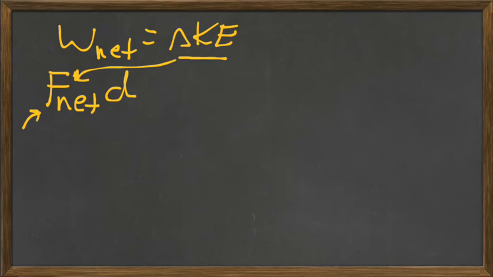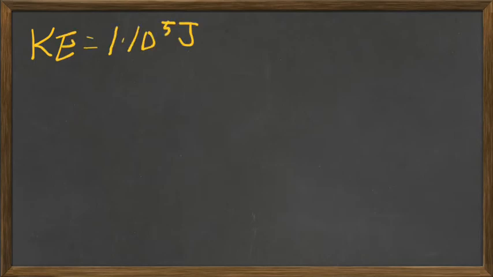Two, keep an eye on signs. If you get a change of energy that's negative, it does mean negative work. If you get a change of energy that's positive, that does mean positive work. So let's look back at our car example we had, where our car had a kinetic energy of 1 times 10 to the 5th joules. It was going 10 meters per second.